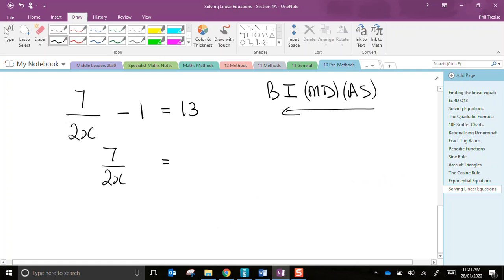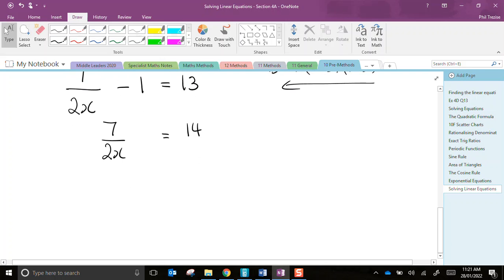7 over 2x, adding 1 would be 14. Lovely. Now I've got a multiplication and a division. These are equal. There's a divide by 2x and there's a 2 times. So I can choose whichever one I want to deal with. Or better still, I might imagine a bracket around the 2 times x and deal with the 2 times x as an entire entity. So now I've got 7 divided by something.